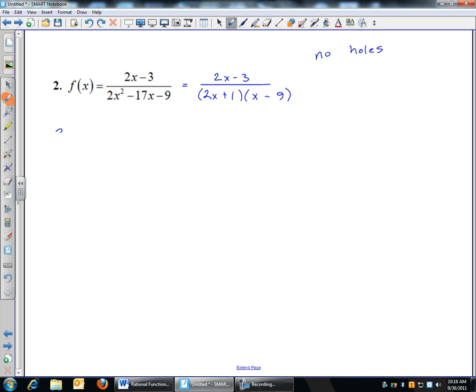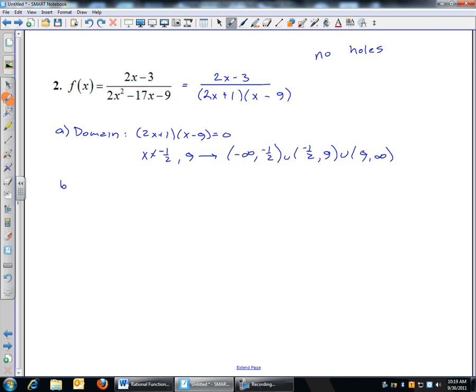So let's go ahead and start with the domain. Domain, you set your denominator equal to 0. So 2x plus 1, x minus 9, set that equal to 0. This is going to be -1/2 and 9. But that's what x cannot be. So my domain is actually going to be everything to the left of -1/2, everything between -1/2 and 9, and then everything after 9. All right, so there's my domain.